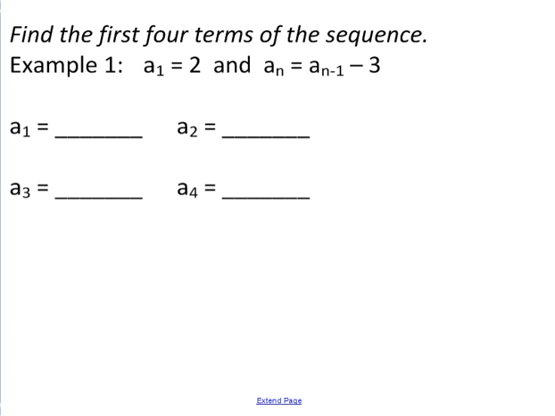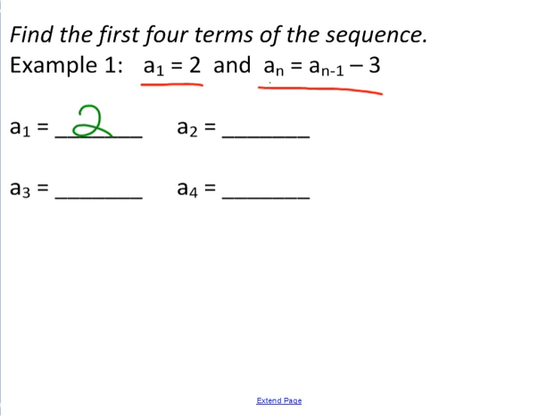All right, find the first 4 terms of the sequence where a sub 1 is equal to 2, and a sub n is equal to a sub n minus 1, which means the prior term, subtract 3. So, first term is easy. I gave you the first term. A sub 1 is equal to 2.